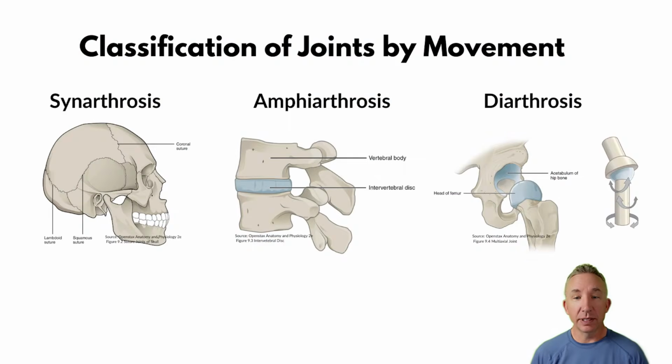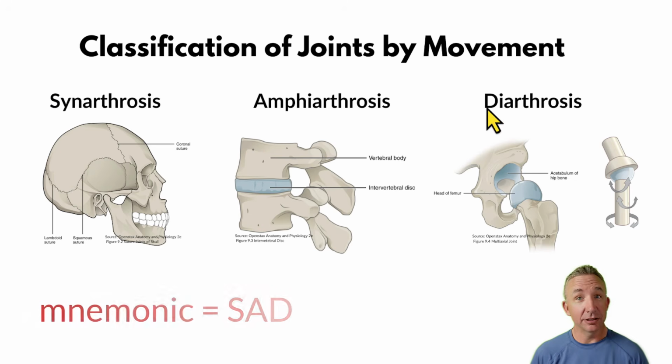And these three movements are synarthrosis, amphiarthrosis, and diarthrosis. In plural, you add an ES to it, so synarthroses, amphiarthroses, and diarthroses. And when we look at this, I just use the acronym or mnemonic for this as S, A, and D, that you're sad that you need to learn all this. But basically, we just put it in three types of movement.